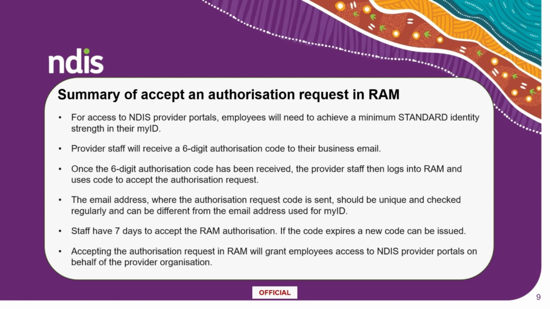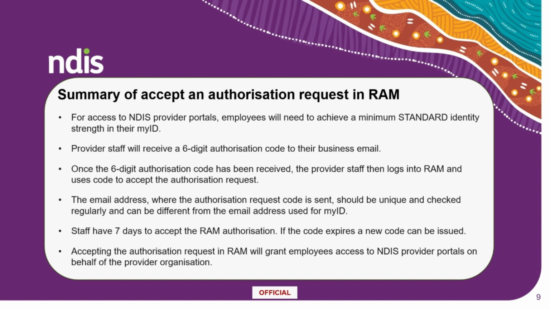To summarize accepting an authorization request in RAM, for access to NDIS provider portals, employees will need to achieve a minimum standard identity strength in their myID. Provider staff will receive a 6-digit authorization request code via email, which the staff member can use to accept the authorization request in RAM.